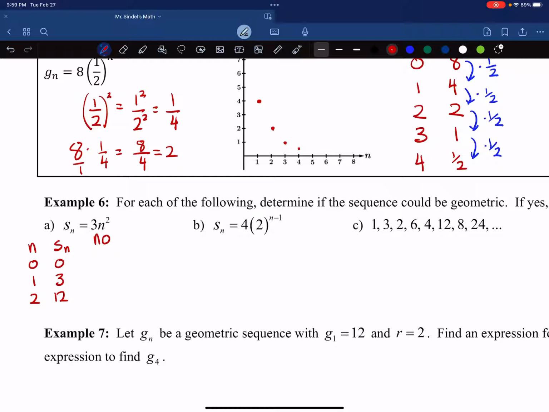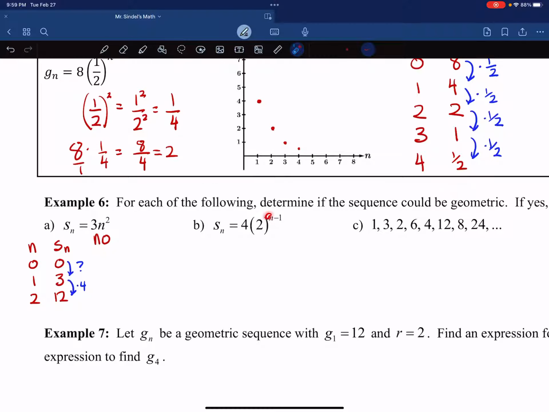All right, so the question is, what are we multiplying by? Because this is all geometric, right? Well, to get from 3 to 12, that's clearly multiplying by 4. But how do I get from 0 to 3? 0 times anything is going to be 0, so you can't multiply by anything. So because you can't get from 0 to 3 with multiplication, the answer is no, it can't be a geometric sequence.